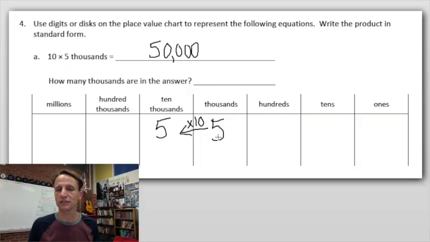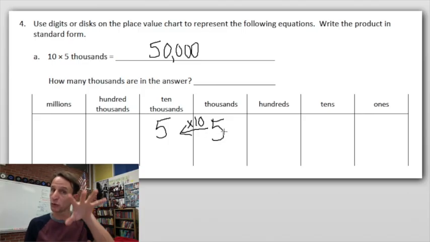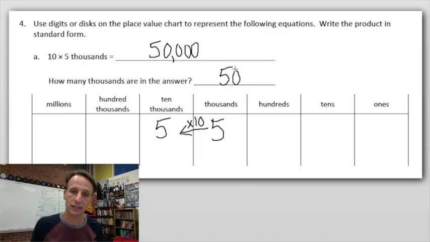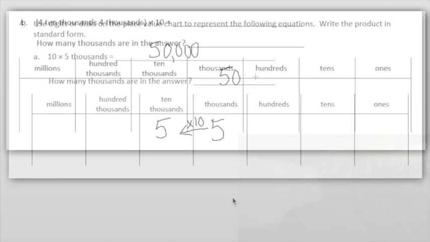And if we wanted to really see this out, we could have drawn the discs. We could have drawn 5 discs and then multiplied by 10 and drawn 5 columns of 10 discs, and we would have had actually 50 thousands, circled them all and regrouped them over to the ten thousands place. But it's nice to be smart because you can take little shortcuts like this. So how many thousands are in the answer? There are 50 thousands. 4A, done.